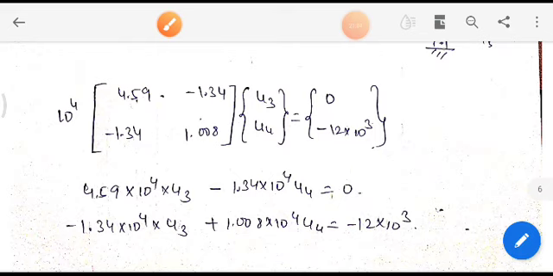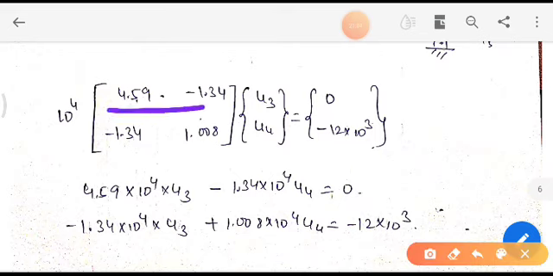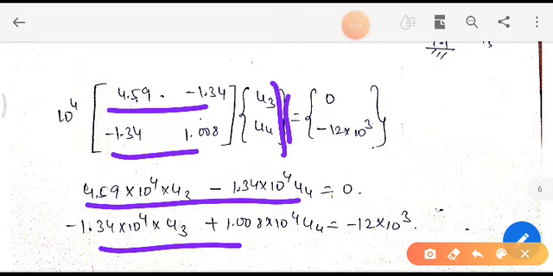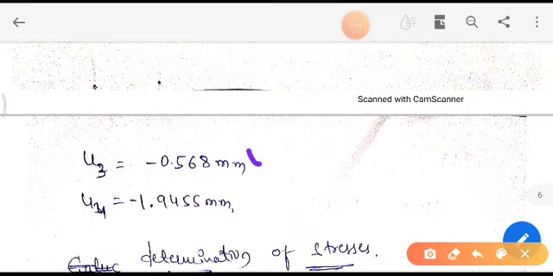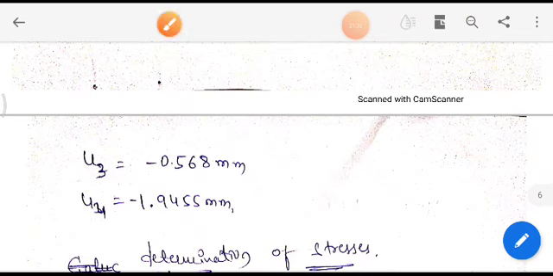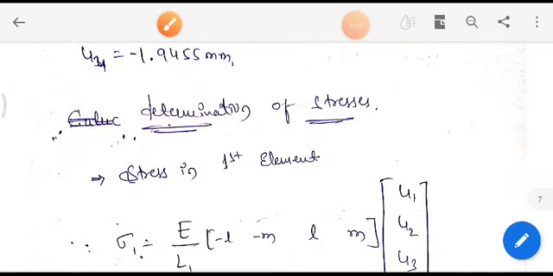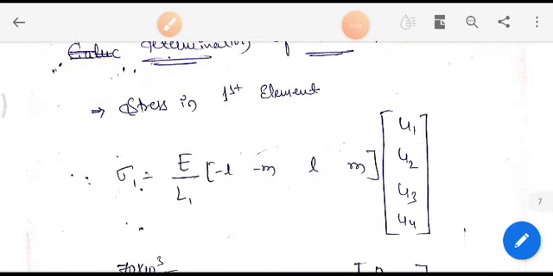If you multiply row and column, you will get these two equations. Once you solve these two equations, you will get the displacements u3 and u4: minus 0.568 and minus 1.9455. These are the displacements at node 2, the first in the x direction and this in the y direction. Once you determine the displacement, the next step is to determine the stresses. Stresses can be determined by using this formula.